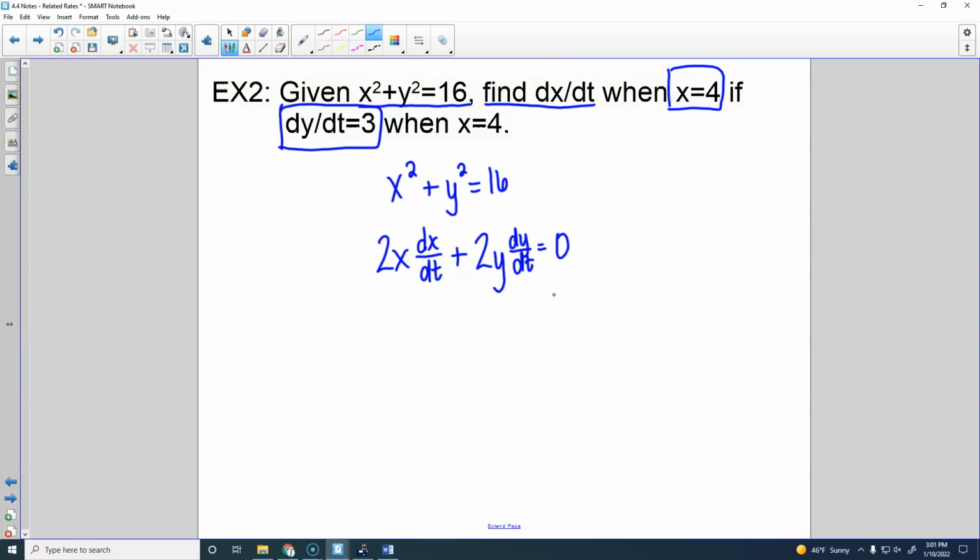And so once you have taken your derivative, you're going to plug in the information that's given. So x equals 4 and dy/dt is 3, and it tells us to find dx/dt, so you're not replacing dx/dt because that's what you're trying to find. But y, I don't have anything to plug in for y. I can't just leave it.